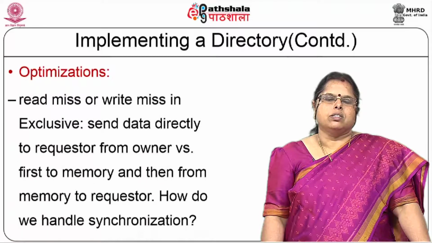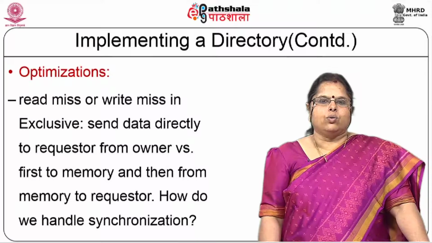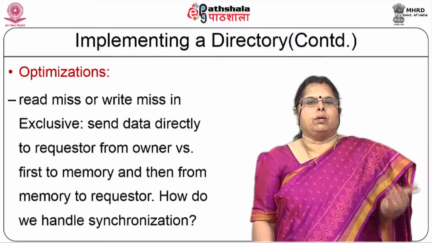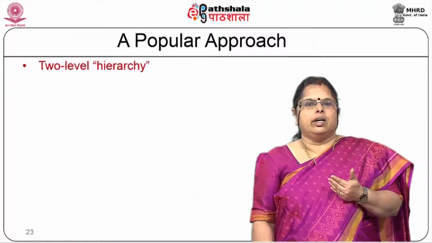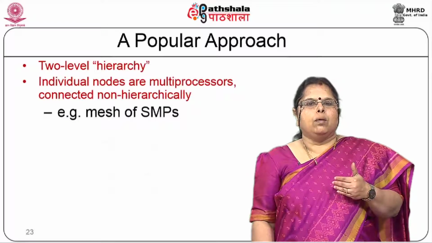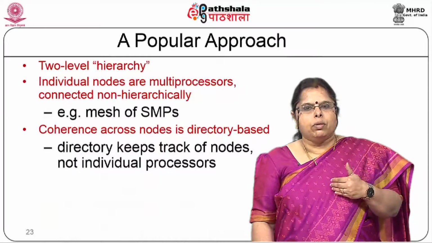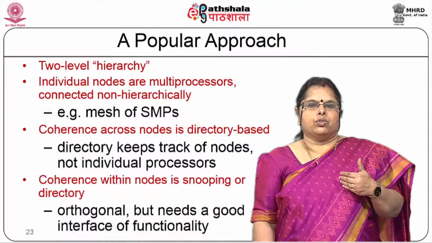And optimizations: you can look at optimizations in a directory based protocol also. When you are looking at a read miss or a write miss in an exclusive state, you can send the data directly to the requester from the owner instead of first writing it to memory and then from the memory to the requester. But you will have to make sure that you are able to handle the synchronization issues here. And as I already mentioned with respect to our snoop based protocol, a popular approach is to use a two level hierarchy, where you use a combination of a snoop based approach as well as a directory based approach.